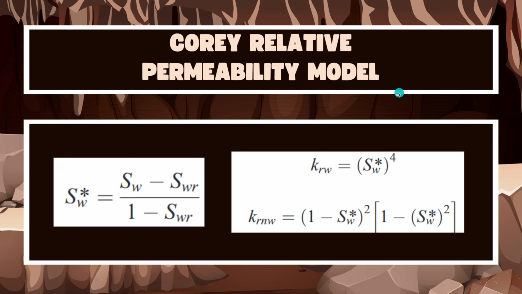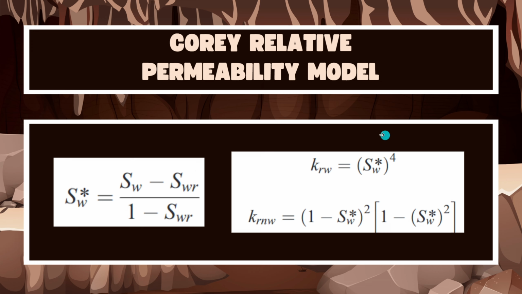And then we move on to the Corey relative permeability model. The Corey relative permeability model is easier than both of the methods before because they didn't use any integration. First of all, we must find the normalized water saturation. For the normalized water saturation, we take the wetting saturation for each pressure and subtract the residual water saturation, and then we find the normalized water saturation.